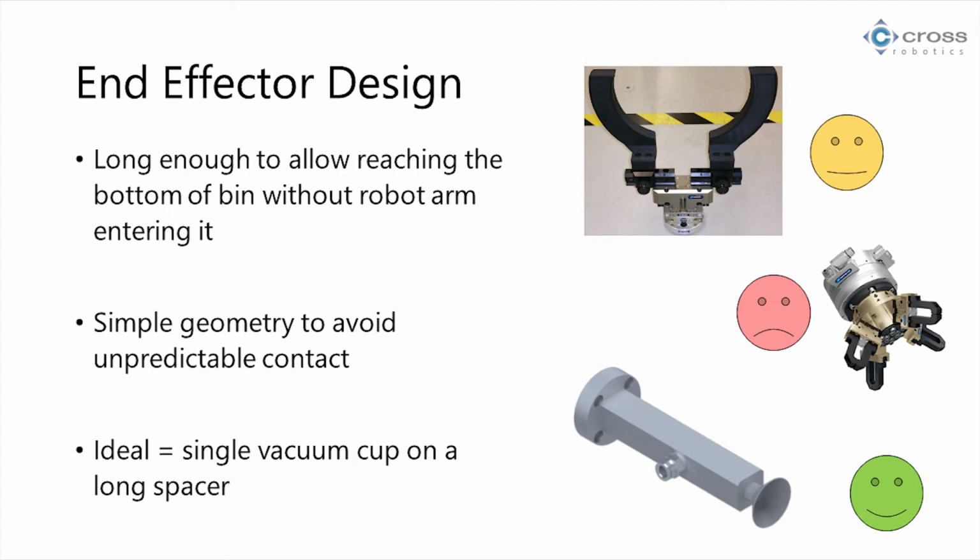One key thing here, one thing that makes it a lot easier to do bin picking for your end effector, is to make sure that your end effector can reach the bottom of the bin without your robot arm needing to go into the bin. Does that make sense? That way your robot arm doesn't hit the bin and drag it off the table or whatever on its way back out of the bin or during the approach, right?